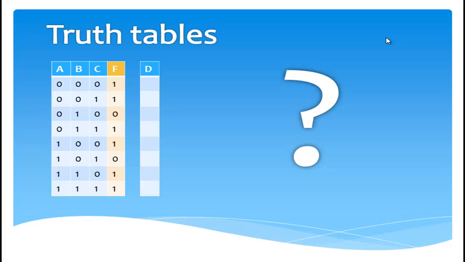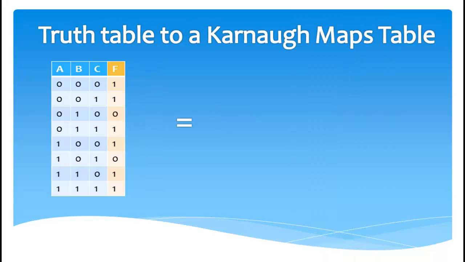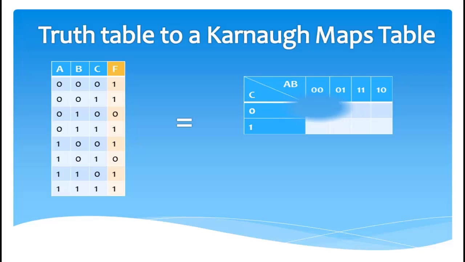What if we have a truth table and we want to add another variable? The truth table is going to be huge, so you might try to do this with a simplification method. This is not something I want to do. So what we're going to do is convert a truth table to a K-map table. This is how a table looks like.